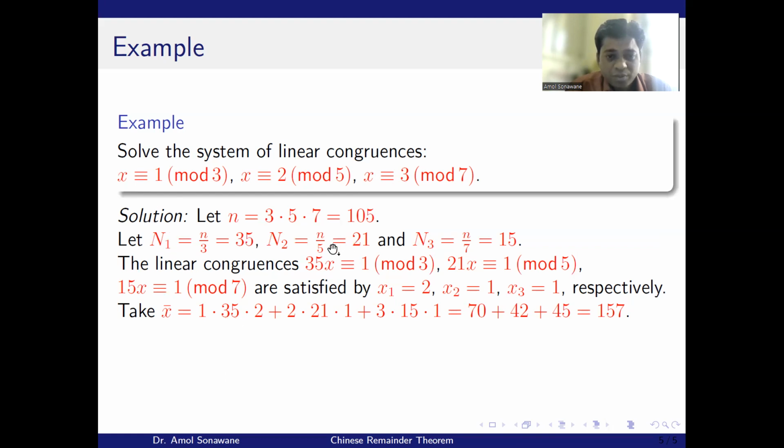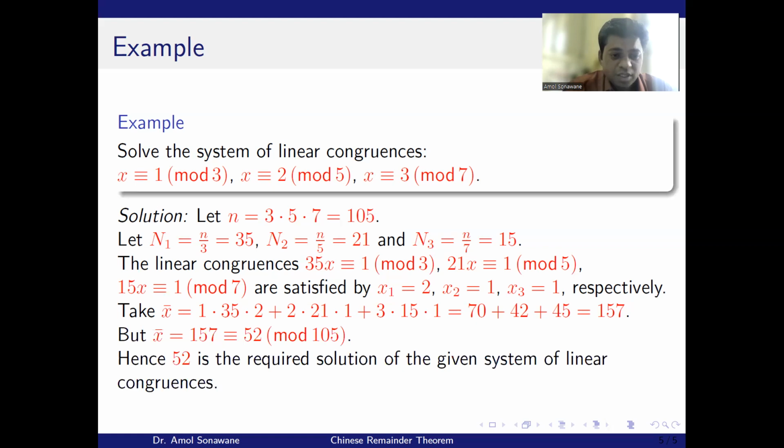Capital N1 is 35, capital N2 is 21, capital N3 is 15. And here this 2, 1, and 1 are nothing but solutions of this linear congruences, which is x1 equal to 2, x2 is equal to 1, x3 is equal to 1. So x bar is equal to 70 plus 42 plus 45, which is nothing but 157. But we can see that 157 is congruent to 52 modulo 105 because 157 minus 52 is 105 and 105 divides 105. So x bar is congruent to 52 modulo 105. Hence 52 is the required solution of the given system of linear congruences.